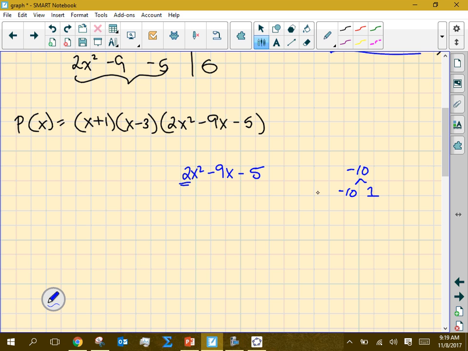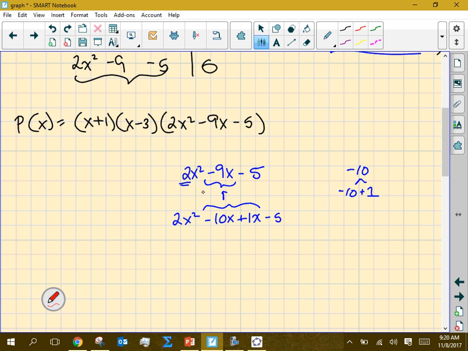Now, the A times C method says, rewrite your quadratic, but instead of writing it as negative 9, write it as a sum of those two things. So I'm going to rewrite this as 2x squared minus 10x plus 1x minus 5. The negative 10x plus 1x still gives you negative 9x, right?